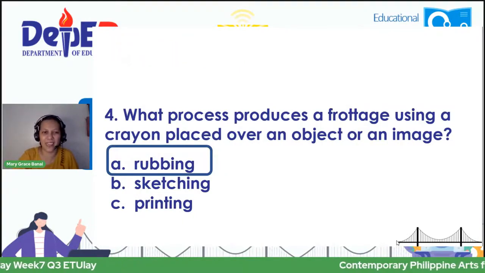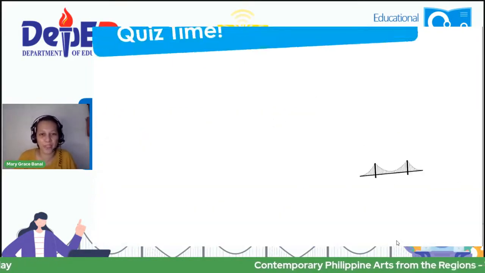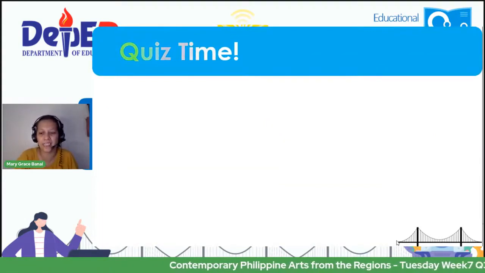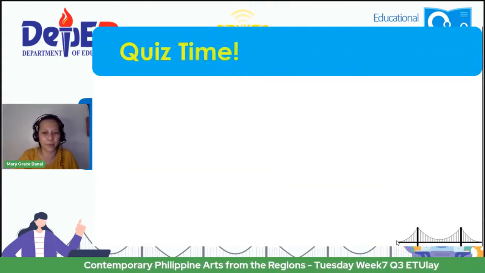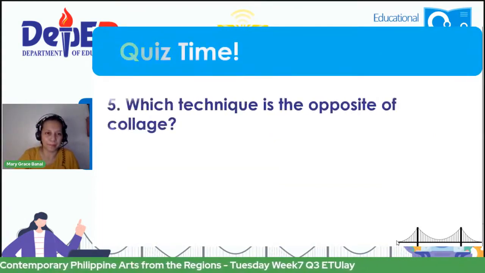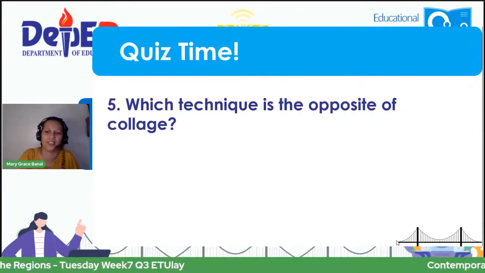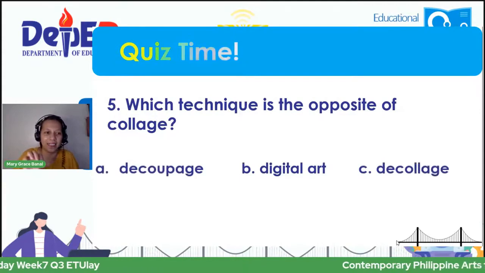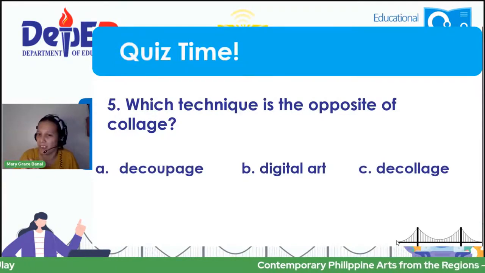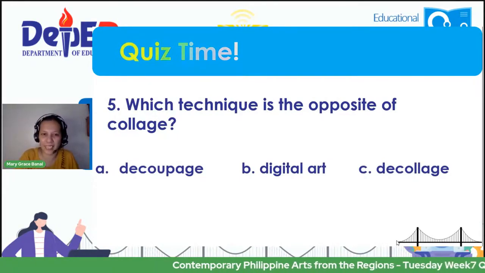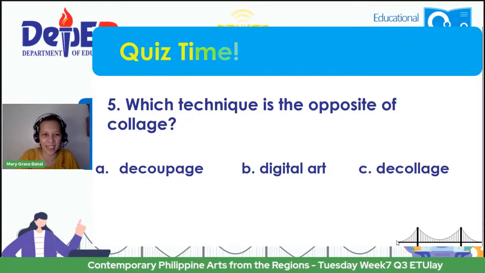Very good. Okay, thank you for staying up to this point in our online tutorial. And the last question for our quiz time. Which technique is the opposite of collage? Choices: decoupage, digital art, or decollage. 5 seconds. Type in your answers now.